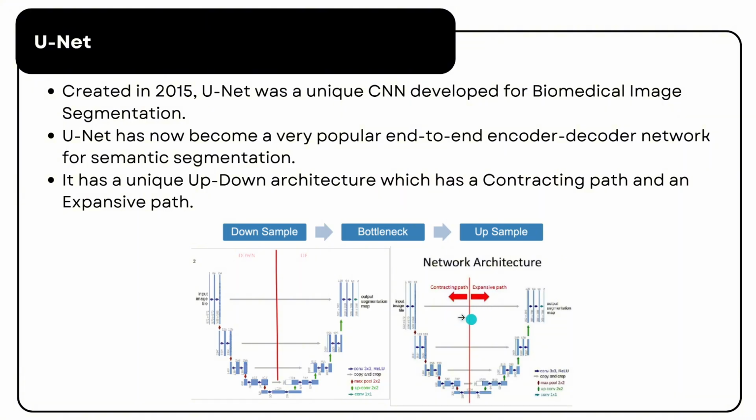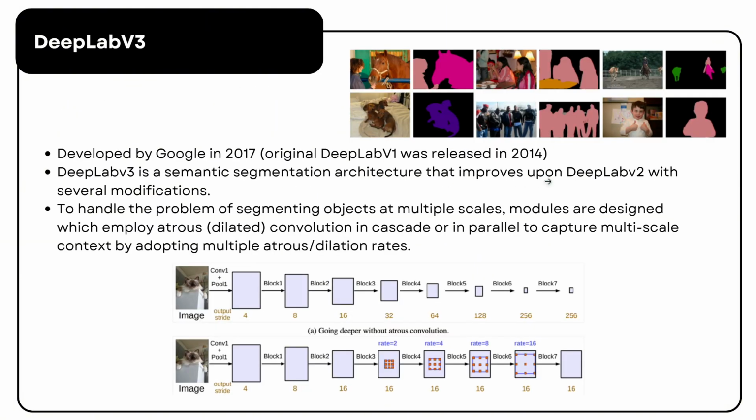So what's the result? The U-Net can make accurate pixel level predictions, even when the training data is limited. Which is why it became so popular in medical fields like tumor detection, lesion detection, where data sets are often small. Now let's talk about DeepLab V3, a powerful model developed by Google in 2017, though the DeepLab family itself started back in 2014.